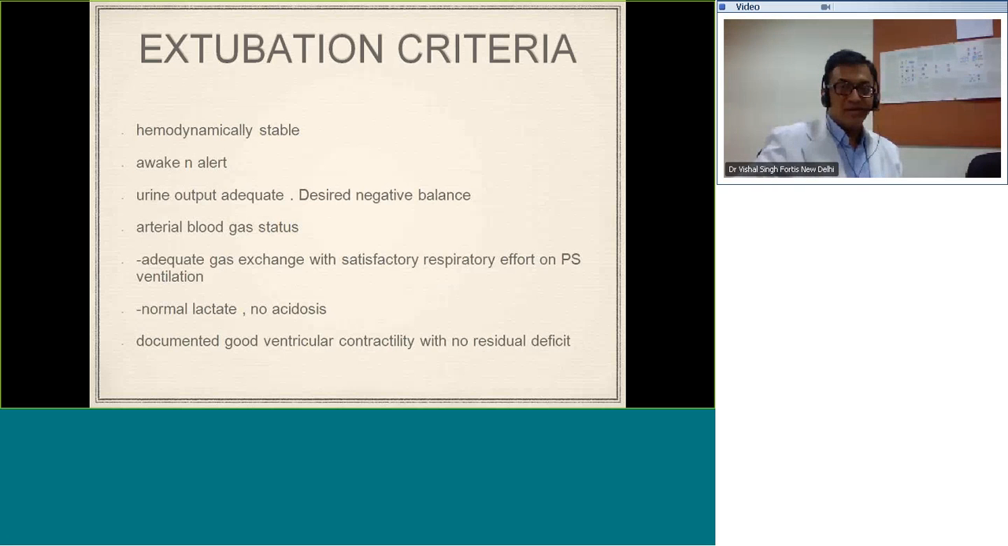The extubation criteria are very much uniform. The patient has to be hemodynamically stable, awake and alert, urine output adequate with desired negative balance, and arterial blood gas status which is satisfactory for the patient's disease and lung condition, adequate gas exchange with satisfactory respiratory effort on pressure support ventilation, normal lactate, no acidosis, and a documented good ventricular contractility with no residual deficit.